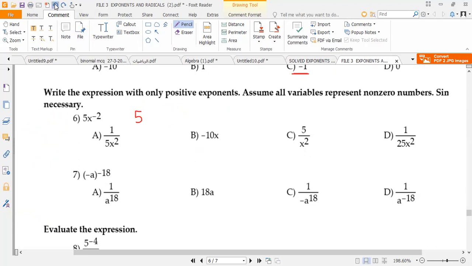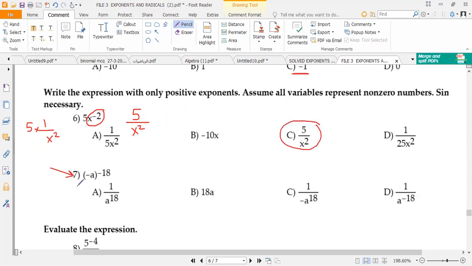Now here I have 5 times x to the power of negative 2. So this 5 will be the same, but x to the power of -2 will go down, because it has negative power. So I have to flip it. You can write it as 5 times 1 over x squared, and then multiply 5 times 1 to be 5 over x squared. So this is your answer here.